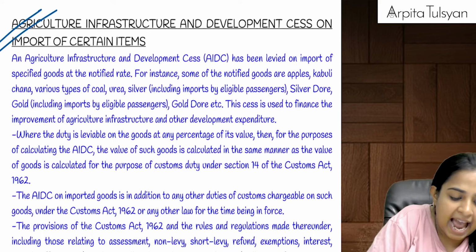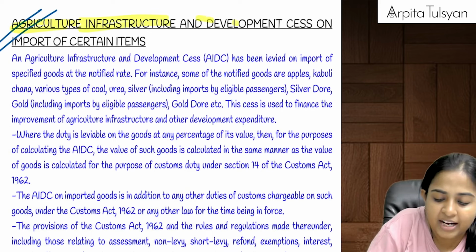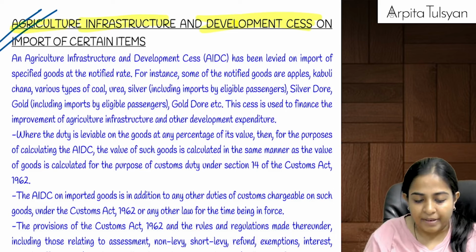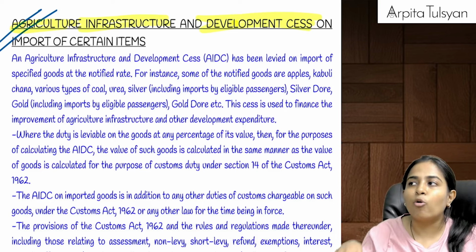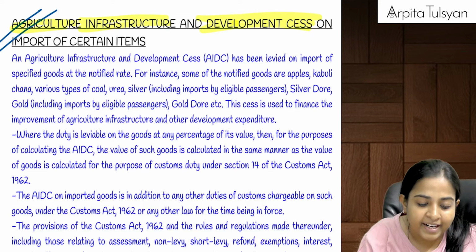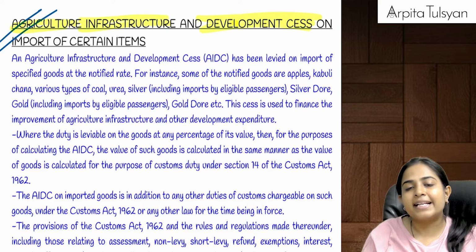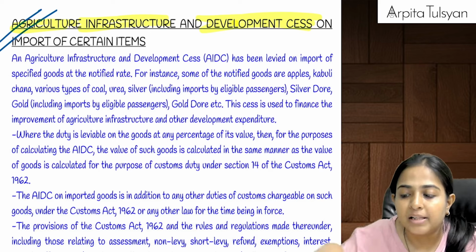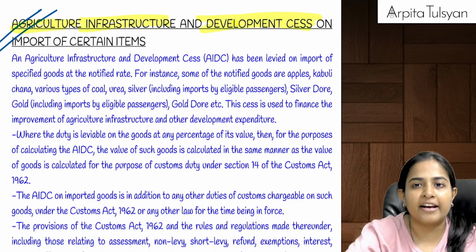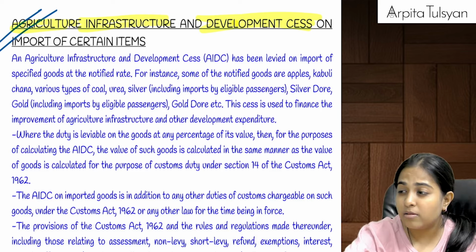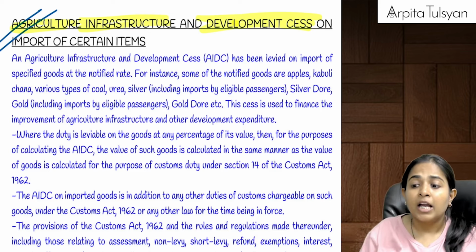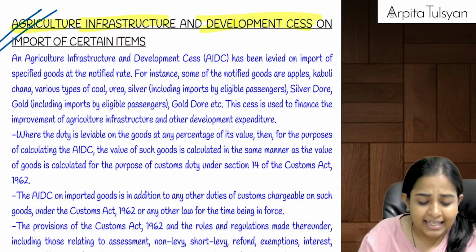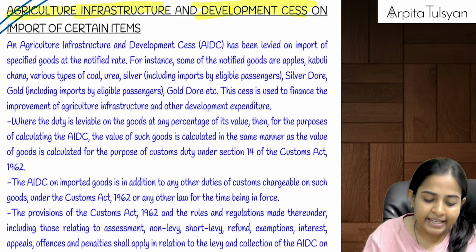AIDC, that is agriculture infrastructure and development cess. So they are telling that this is levied only on imports of certain specified goods at a notified rate. Example, not to be remembered, I'm just telling you, if we are importing apples, kabuli chana, coal, urea, silver dory, gold dory, etc., whatever are notified by the government, at that time this AIDC is applicable.